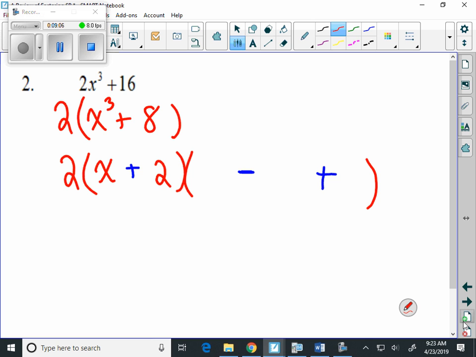X cubed divided by x is x squared. We had 3 x's, we took out 1. 8 divided by 2 is 4. Notice where we put that 4 in the last position. And to get that middle position, we're going to take the x that we originally found and multiply it by the 2. We already have our sign in there. And we factored a cube. Hopefully, as we're going through this, it's coming back to you, but it has been a long time since we factored a cube.